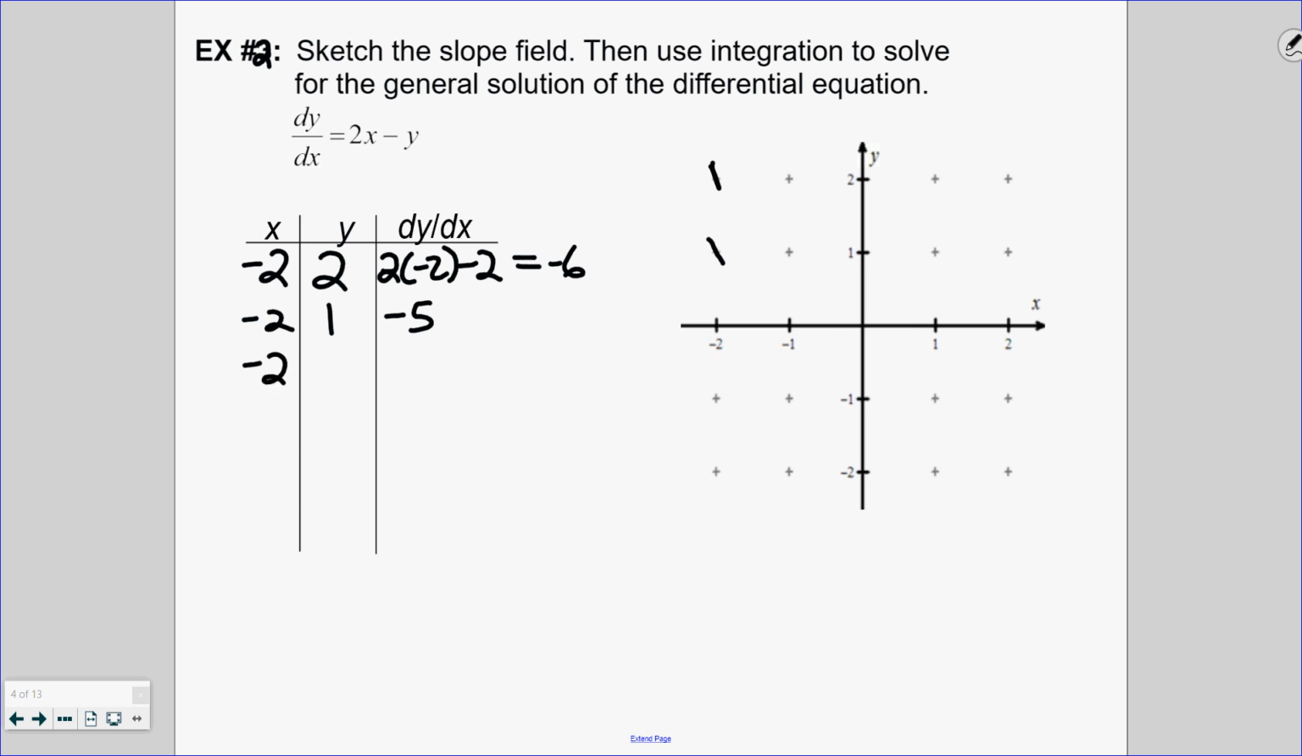Then I do -2, 0, and I get -4 minus 0, so I get -4. So now it's a little bit less steep than what those are. And then I'm going to do -2, -1, and we're going to see what we get there. So we get -4 plus 1, so we get -3. So again, still negative, but a little less steep. -2, -2 would be -4 plus 2, which is -2. Of course, we can see the pattern there. So again, a little bit less steep, but still negative.